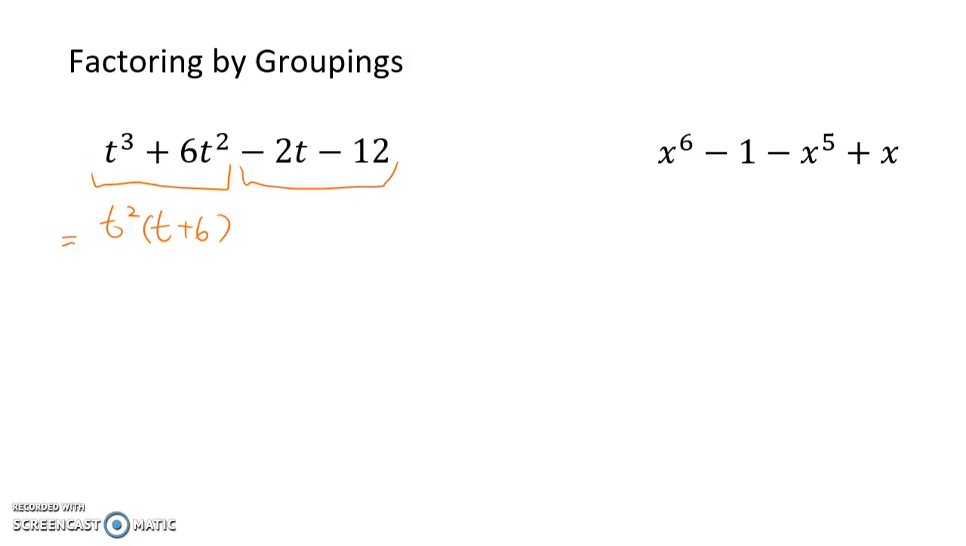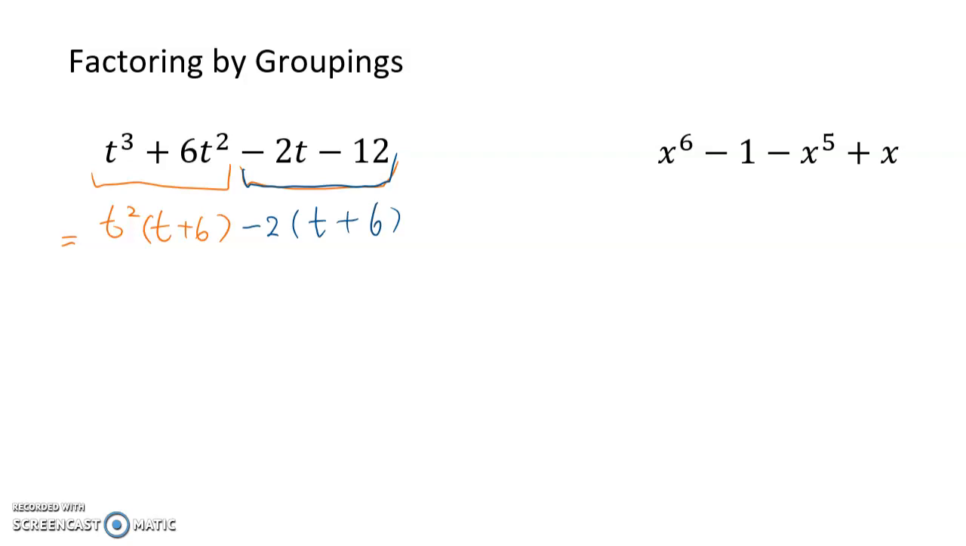Now let's look at the second group. Let's use a different color. I will use blue here. For the second group, remember when we see a negative leading coefficient, we want to factor out the negative sign. I'm going to factor out that negative 2. That is the GCF for the second group. Inside the parentheses, that will be t still plus 6.